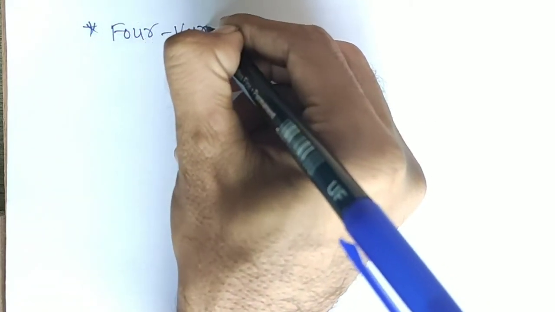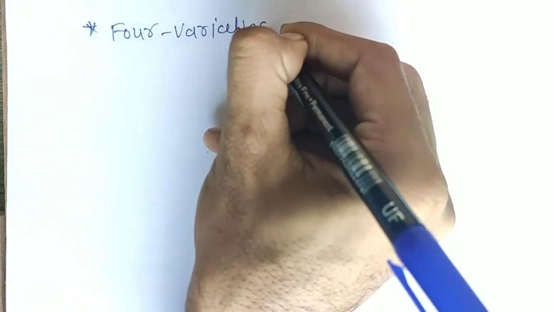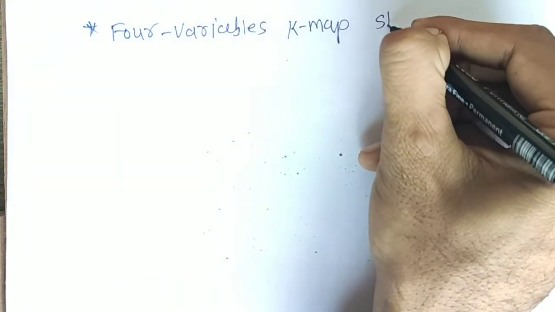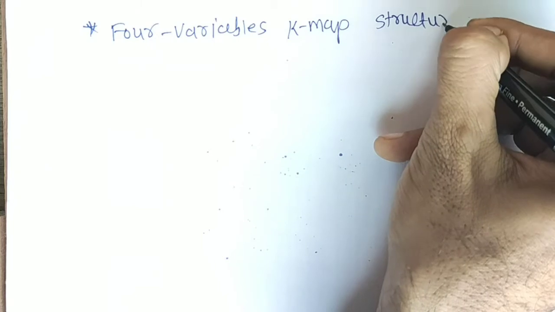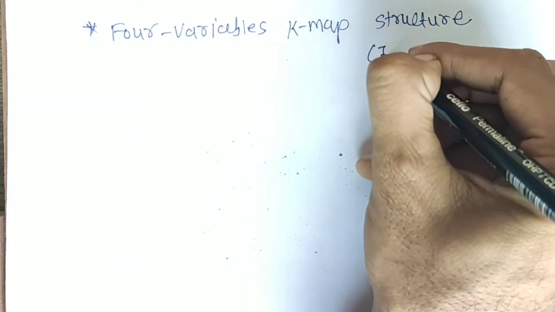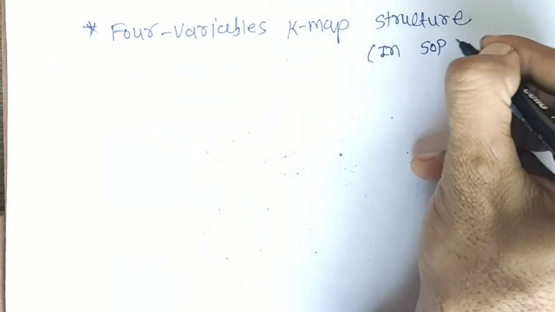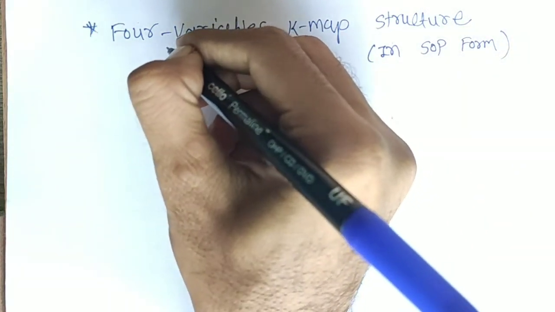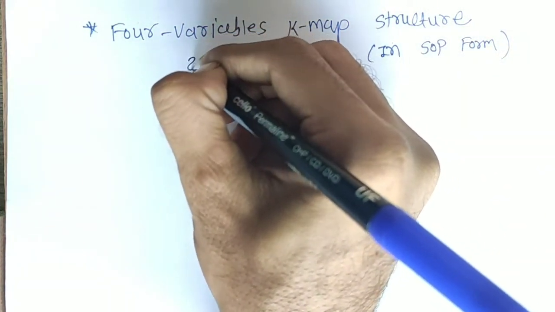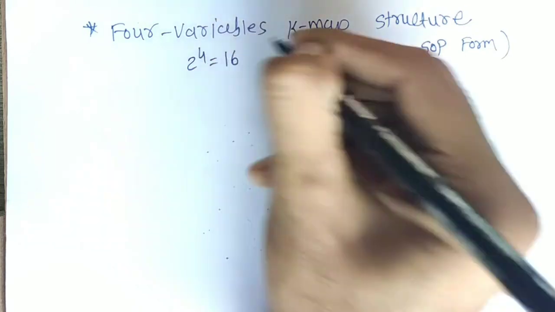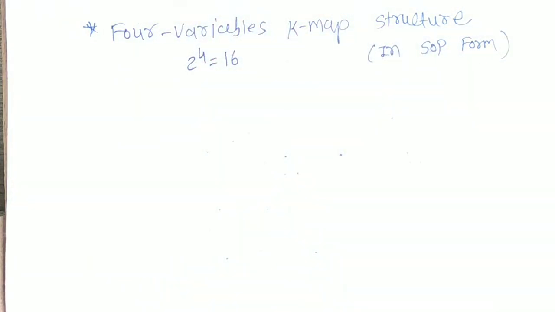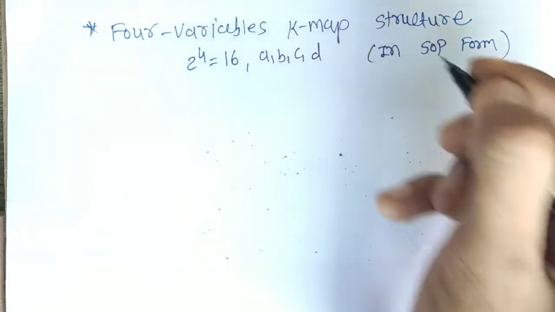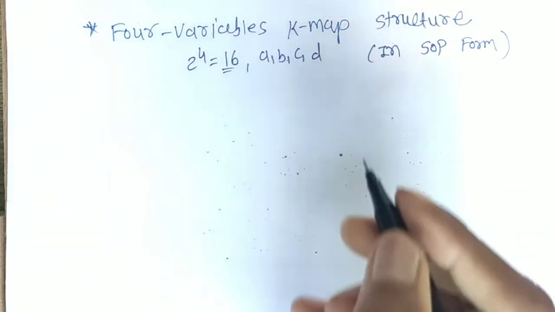Four variable K-map structure in SOP form. Right? So 4 variables are given, so the number of cells is 2 raised to 4, which means 16. Right? So we have to use the 4 variables A, B, C and D. So the number of cells is 16.